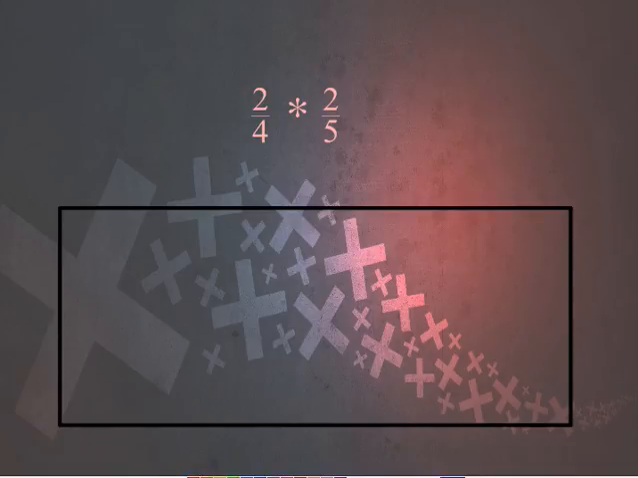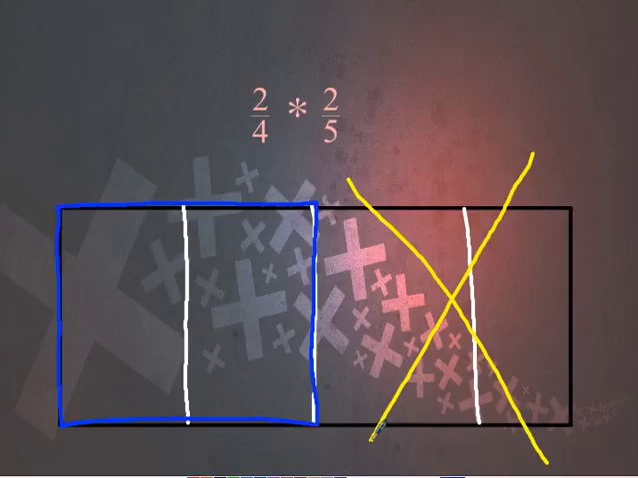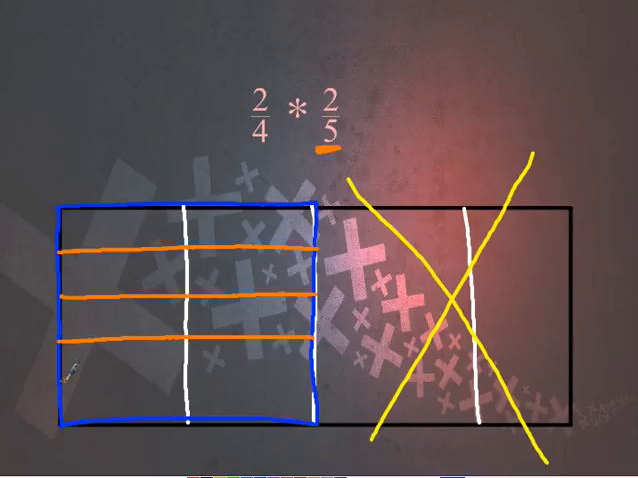2/4. Right, so when I do 2/4, again, I have to break it into fourths. So 1, 2, 3, 4, and I'm only looking at this part of it, because I'm only working with 2/4. So this part over here means nothing to me, so we can just put a big X through it now. And then I'm taking those fourths and breaking them into fifths. Okay, so 1, 2, 3, 4, 5. And of those fifths, I want 2 of them.